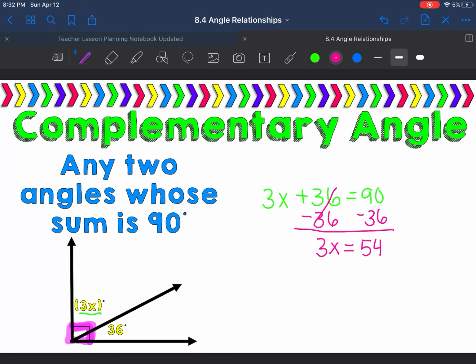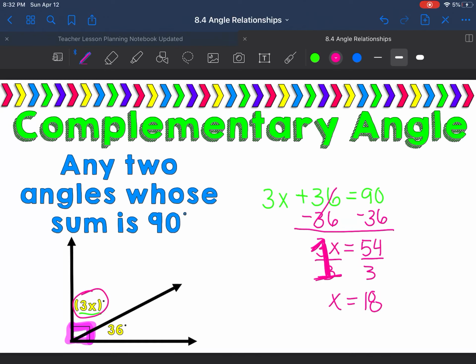Now I have a one-step equation. In this problem, 3 is being multiplied by x, so I need to do the inverse of multiplying, which is dividing. So I'm going to divide each side by 3. 3 divided by 3 is a 1, so that leaves me with 1x, or x, equals 54 divided by 3, which is 18.